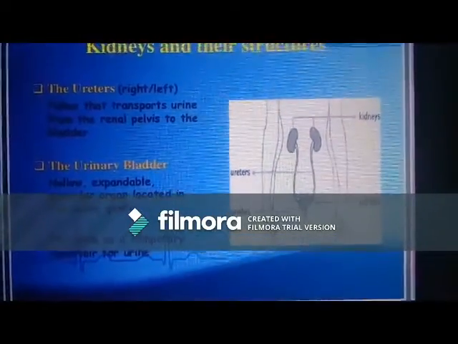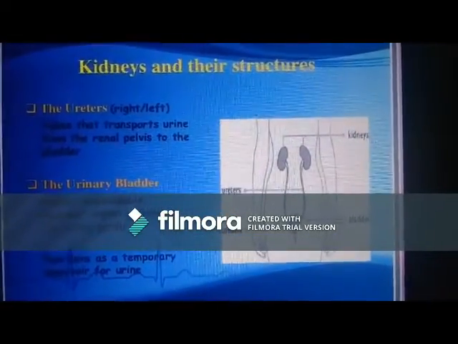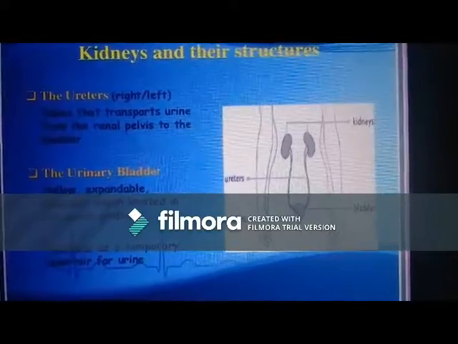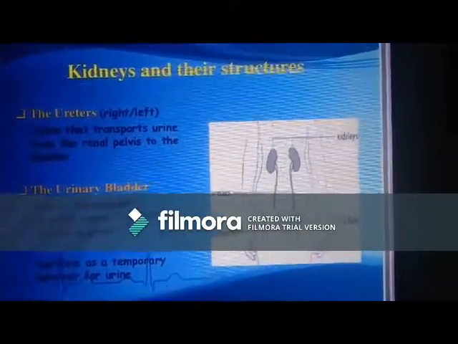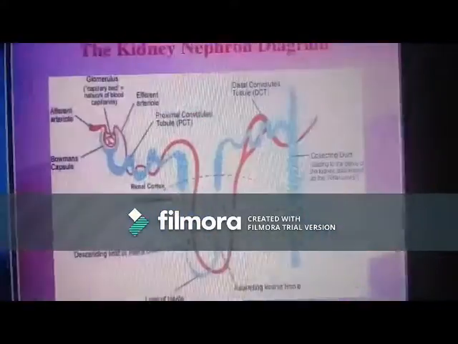The urinary bladder: a hollow, expandable, muscular organ located in the pelvic girdle. It functions as a temporary reservoir for urine.